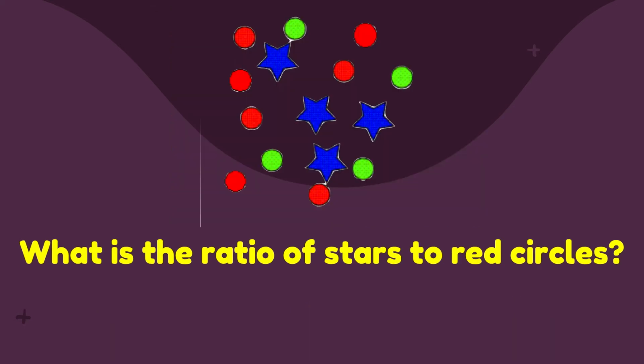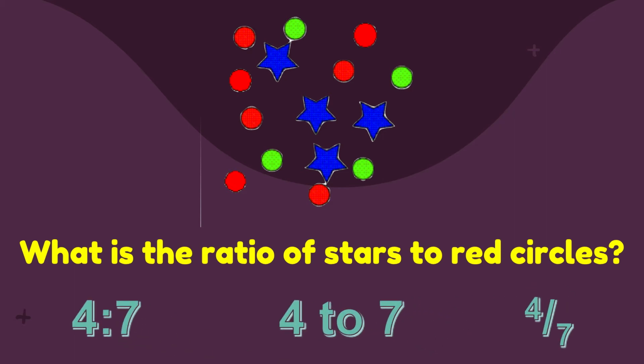What about in this photo? What is the ratio of stars to red circles? Think about it. That's correct. 4 to 7. How do we know that? Well, there are 4 stars, and if we count those red circles, we would get 7. Remember, the order of the ratio is important.